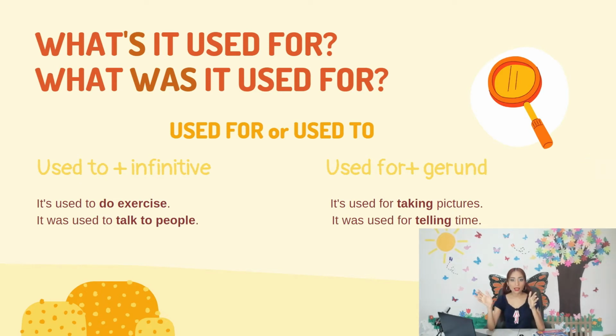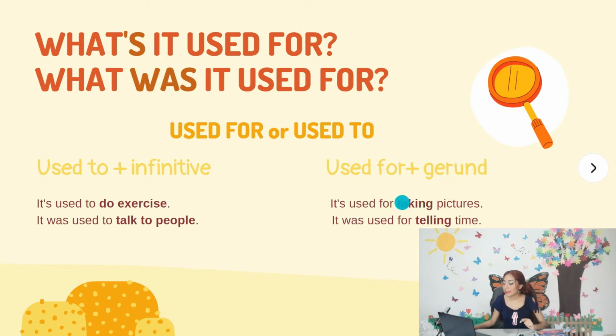Now kids, what about used for plus gerund? Remember, gerund is ing. That's super important. If you don't know what a gerund is, you're not going to be able to do it. So we have it is used for taking pictures. You can see the ing in here. That's the gerund. It's used for taking pictures. So you need to make sense: if you have used for, the verb needs to be in ing. If you have the verb in ing, before that you need to use used for.